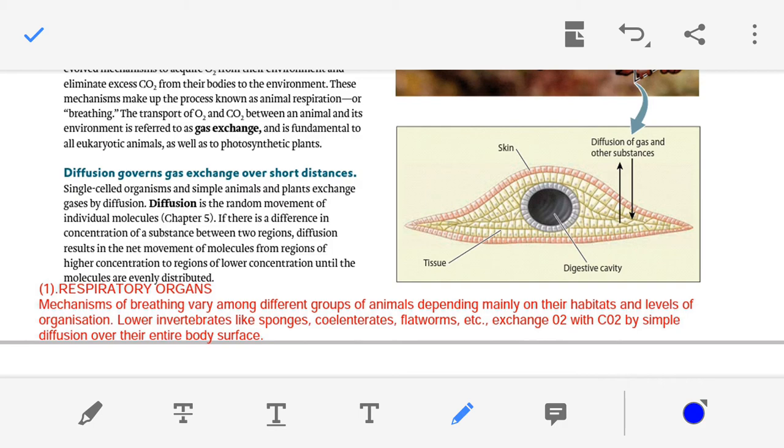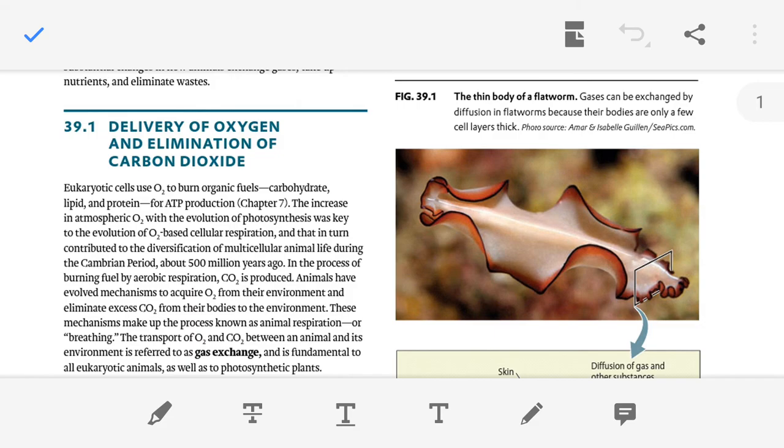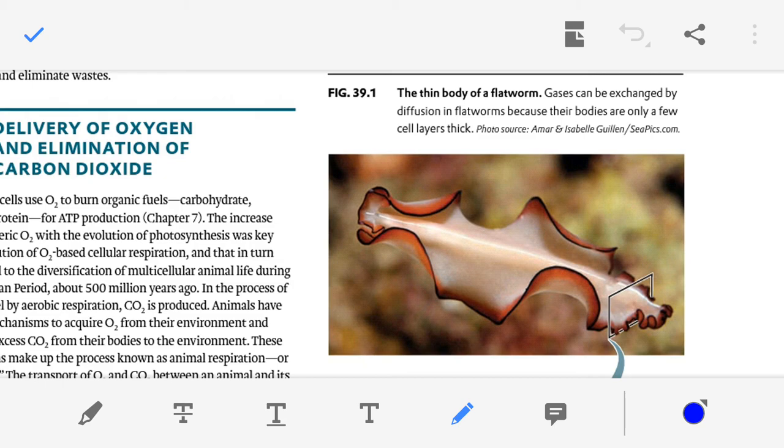different. For example, in lower invertebrates like the sponge, cnidarians and the flatworms, respiration takes place by the diffusion mechanism. Now, what is the diffusion of gases? See, here in the water, this flatworm is shown. So, in the water, flatworm, we can see that. And now, this part is the cross section of the flatworm.